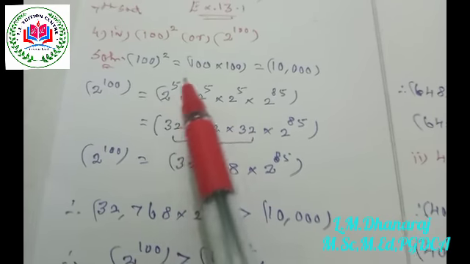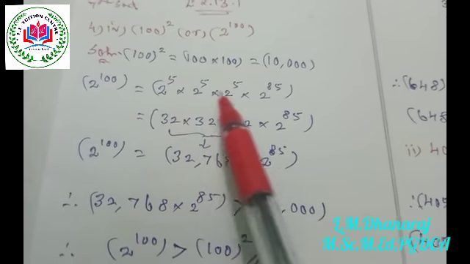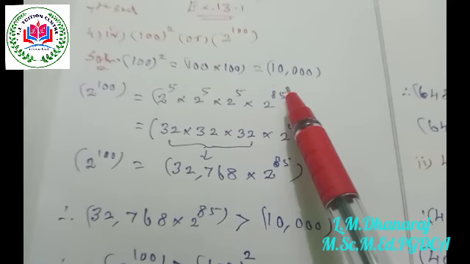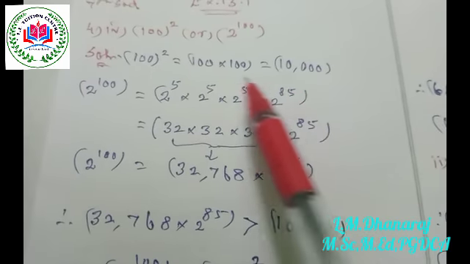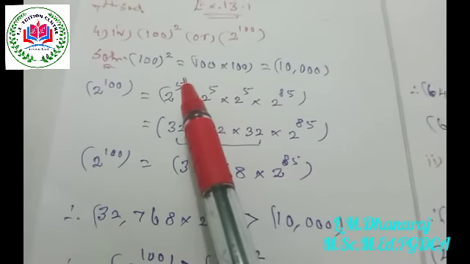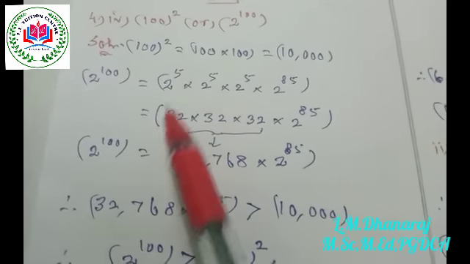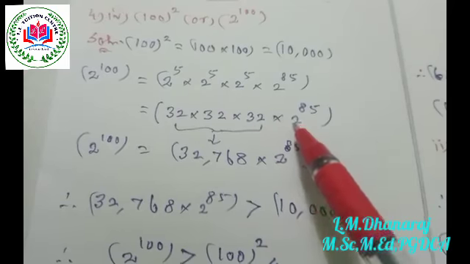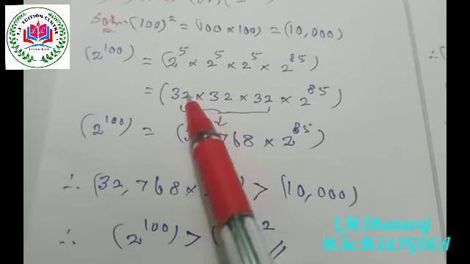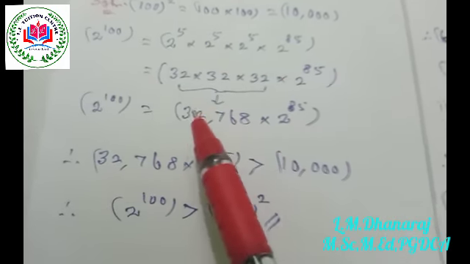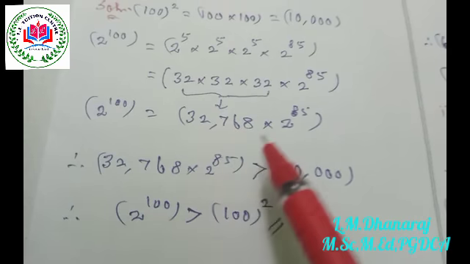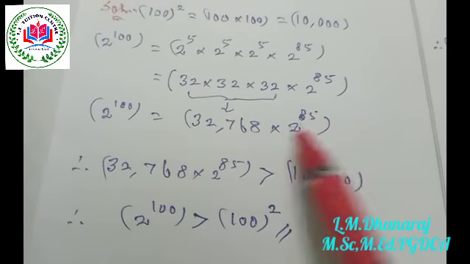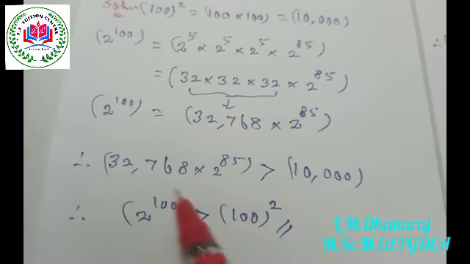So I have split it as 2 power 5 into 2 power 5 into 2 power 5 into 2 power 85, because 85, 90, 95 and 100. The powers, when added, give 100. So 2 power 5 is 32. Again 2 power 5 is 32, 2 power 5 is 32, into 2 power 85. Let this remain as it is. Now 32 into 32 into 32 will be 32,768 into 2 power 85. So here we know that 2 power 100 is greater than 100 power 2.